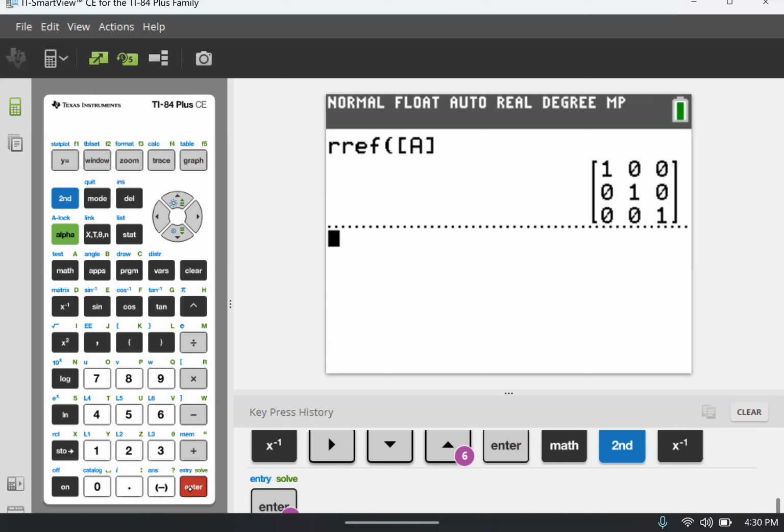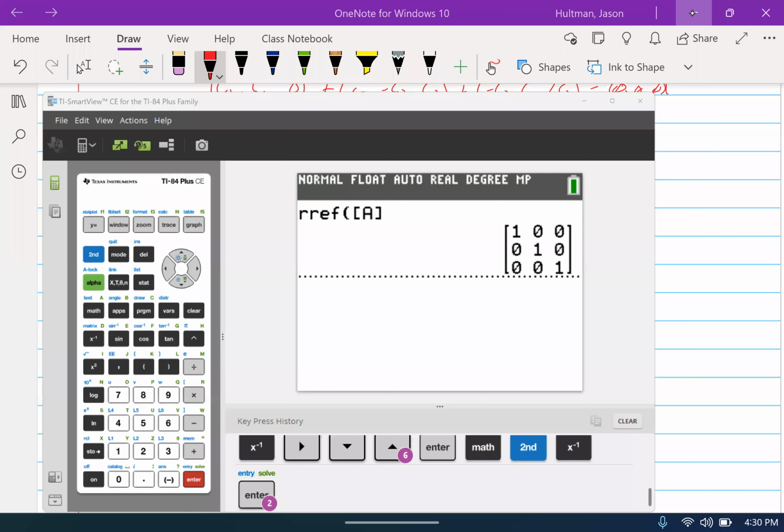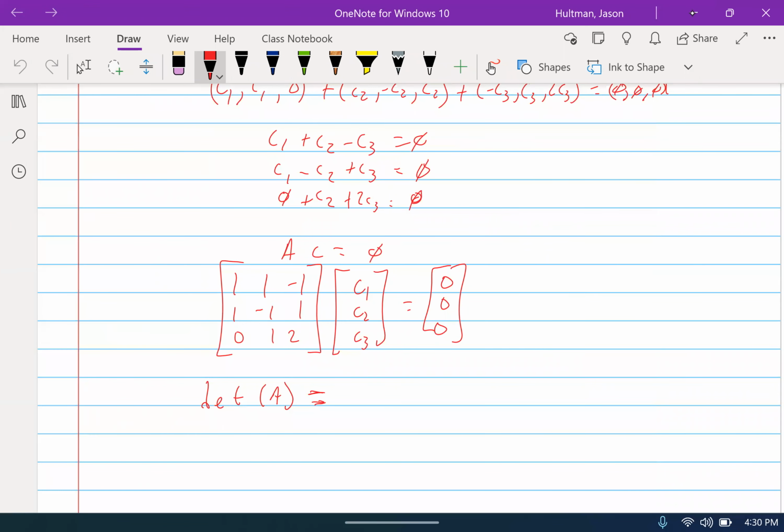I would end up with three unique vectors, and I need all three of them. I would need all three of them to span R3. They're all unique vectors. So the determinant was negative 6, and if I were to RREF that matrix A, I would end up with the identity matrix.